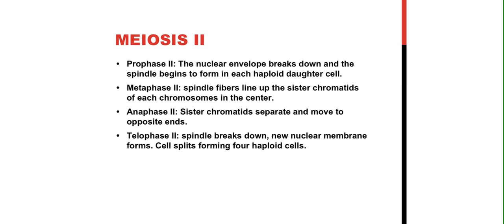So those two cells, again, we break down the envelope, the spindle fiber forms again, and each daughter cell from meiosis 1 begins to undergo that same process. In metaphase 2, spindle fibers line up, and sister chromatids of each chromosome line up in the middle. In anaphase, the sister chromatids separate, moving to opposite ends of the poles. In telophase 2, we then form 4 new nuclear membranes, and the cytoplasm of each cell divides in cytokinesis, creating 4 haploid cells.